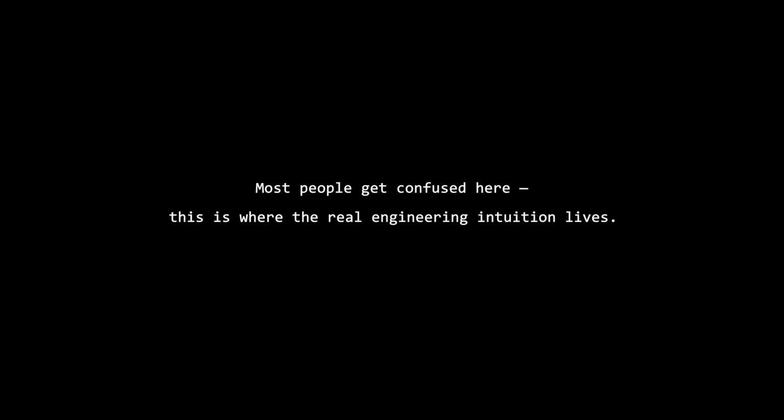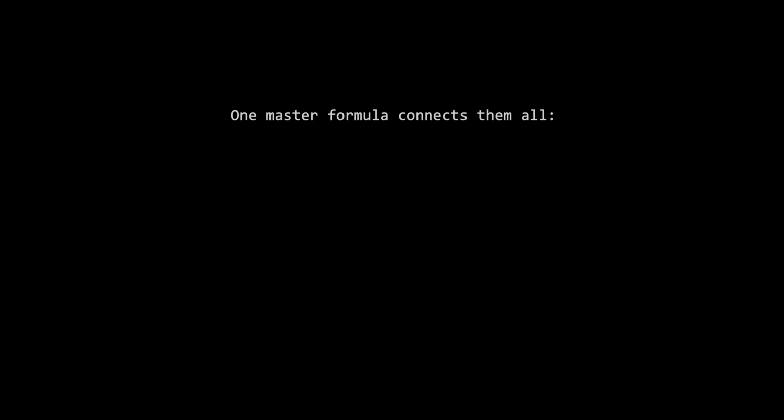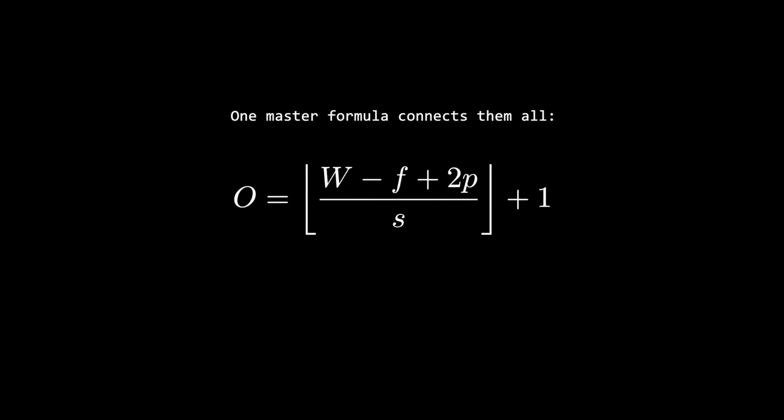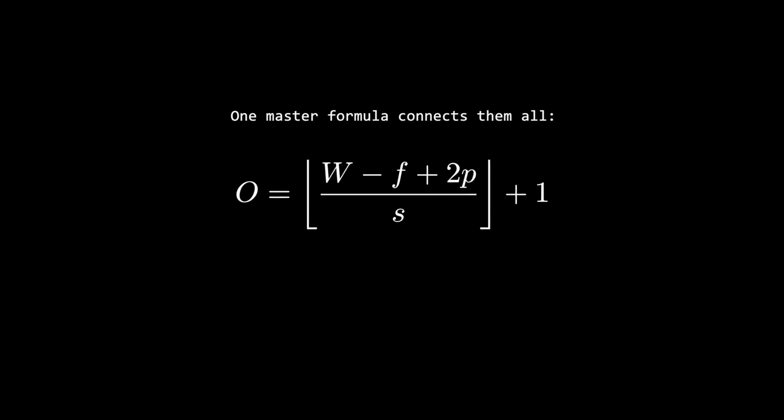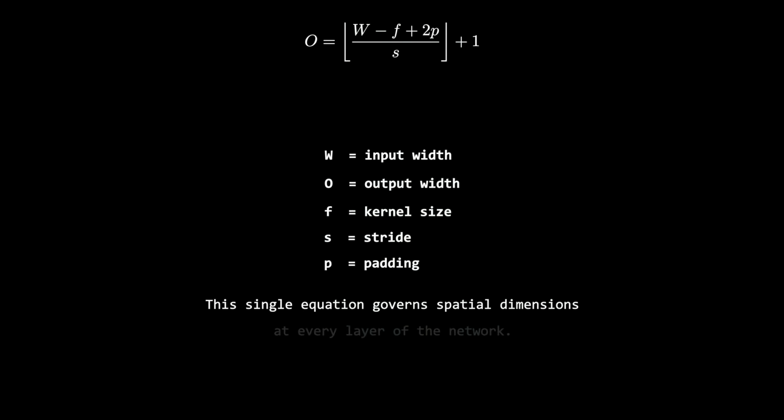Now let's talk about what happens to the shape of your data as it moves through convolution. This is where most people get confused, and where the real engineering intuition lives. 3 hyperparameters control everything: kernel size f, stride s, and padding p. And they're all connected by one master formula. O equals the floor of the quantity (W minus f plus 2p) divided by s, plus 1. W is the input width, O is the output width. This single equation governs the spatial dimensions at every layer of the network.